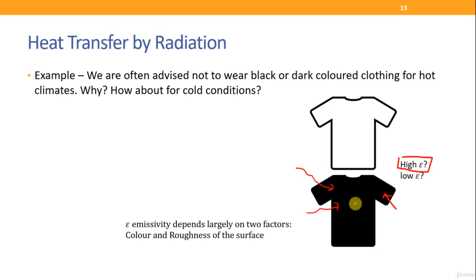How about during cold conditions? Let's say you are in a cold country. If you wear a dark color shirt, heat on the other hand will transfer from your body to the surrounding via radiation more easily, because emissivity works both ways. A good absorber will also be a good radiator. Chances are you'll feel colder compared to a friend who is wearing a plain white shirt.